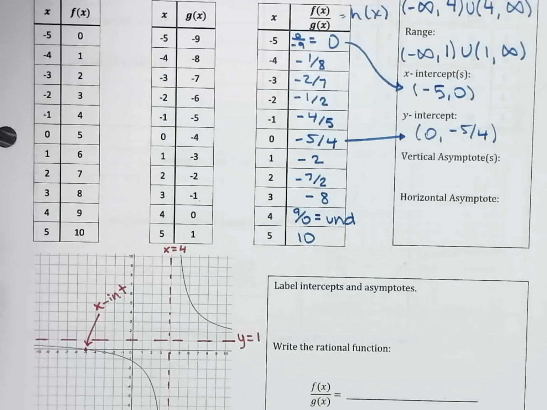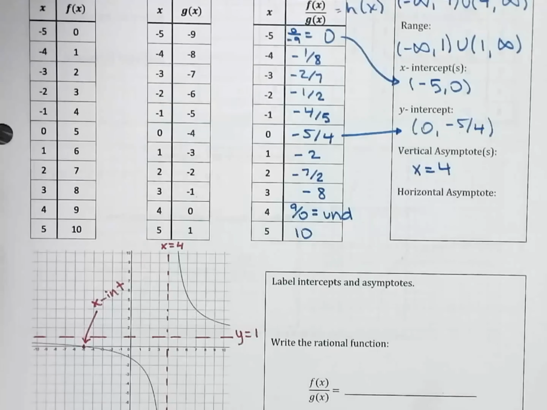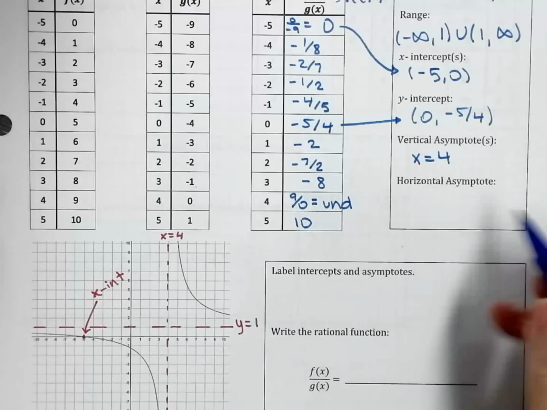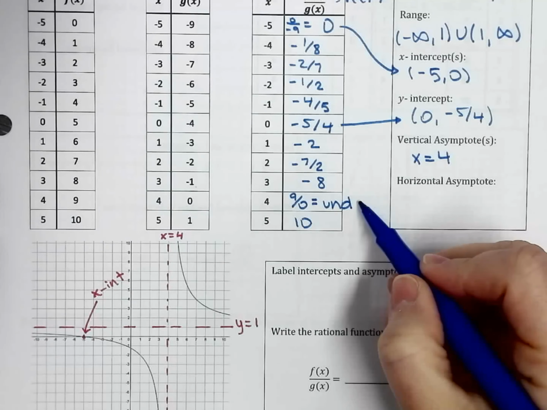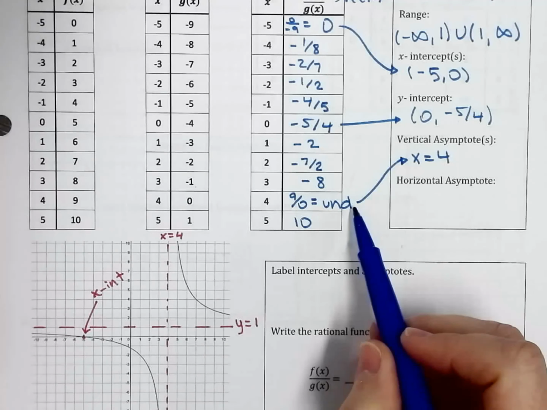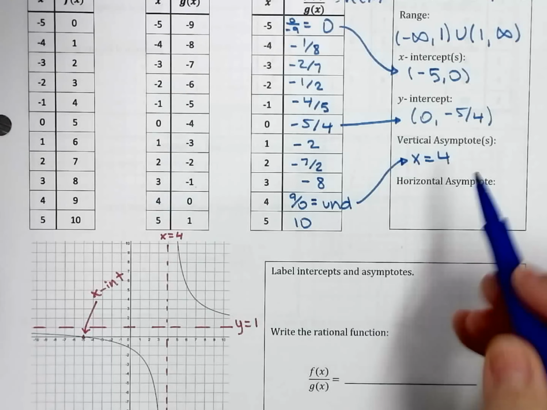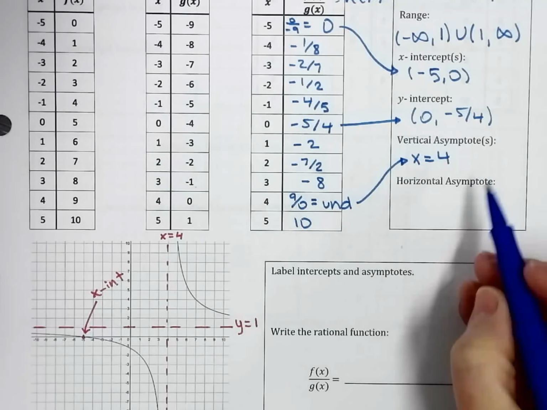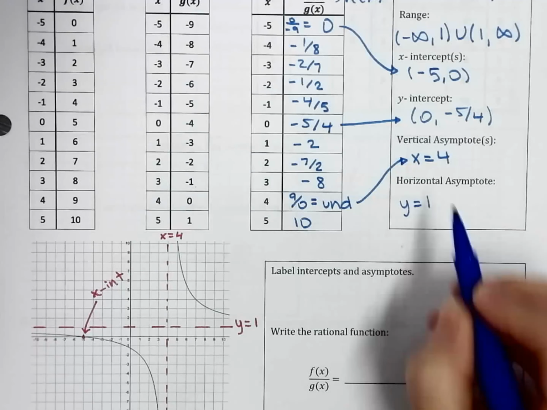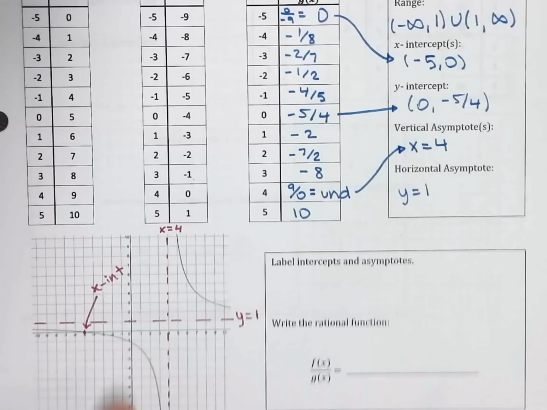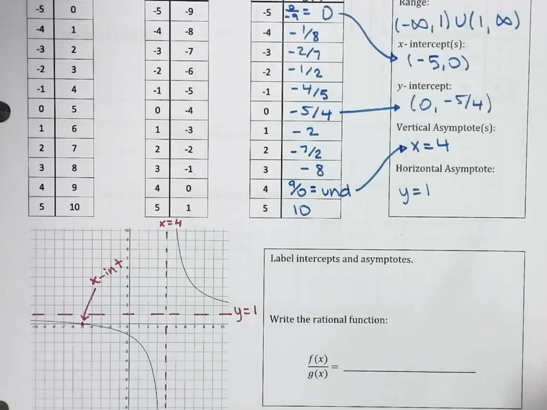The vertical asymptote, we can tell from the graph. We already talked about it. X equals 4. Horizontal asymptote. Oh, and please notice that it's from there too. That's when you're trying to divide by 0. That's the vertical line or undefined. Therefore, you can also pull that information from the table. The horizontal asymptote, y equals 1. I got that from the graph.